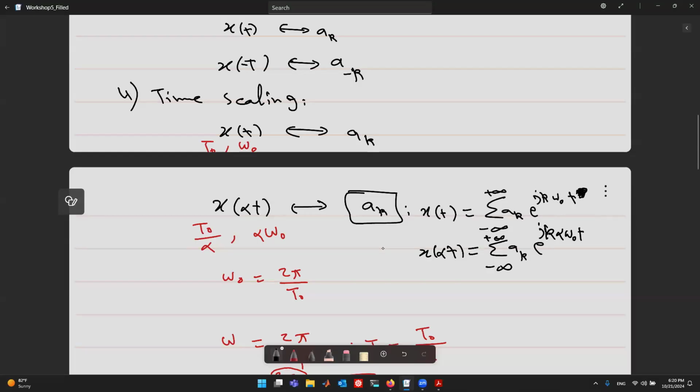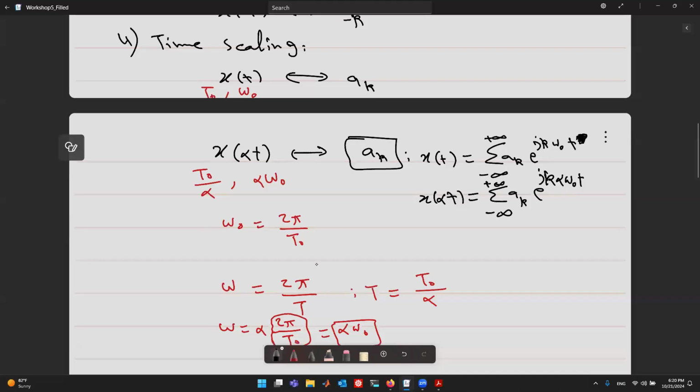Alpha omega naught t. So this is the only difference. The harmonics will be different because the fundamental frequency of the signal has changed from omega naught to alpha omega naught, but the coefficients will remain the same.